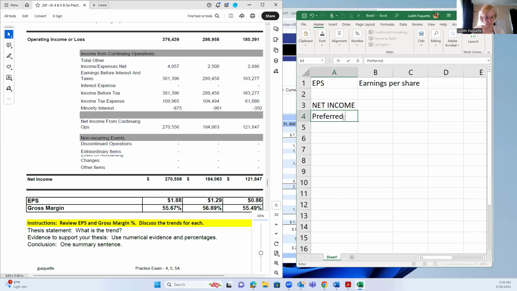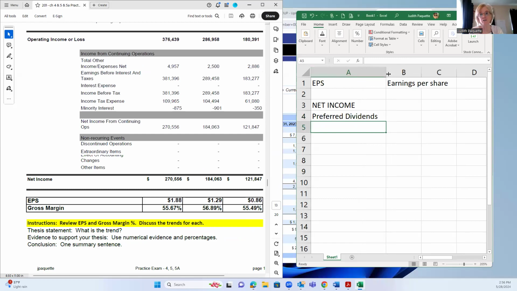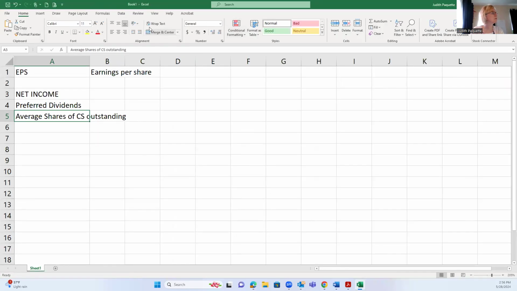All right. So you need to know preferred dividends, if any. Most companies do not have preferred stock, so therefore they do not have preferred dividends. Average shares of common stock outstanding. So you have to have that.